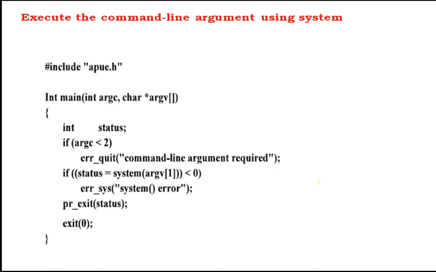Then the next example is executing a command line argument using the system function. Here you are passing the command string through the command line argument. If the number of arguments is less than 2, it means command line arguments are required and you have not passed any. If you have passed a command line argument, then the count of arguments should be greater than or equal to 2. So the first command you are going to pass here, status is equal to system of argv[1]. You are passing the first argument as the command string, it will be executed, and you are going to check the status and that will be displayed.